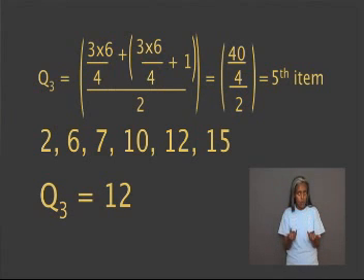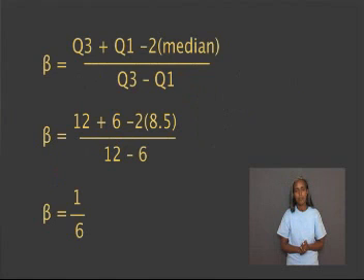Now we have the median and the first and third quartile, so we can use the equation to find Bowley's coefficient of skewness. Let us substitute the known values and solve the equation. We find the coefficient to be 1 over 6, which is greater than 0, so the distribution must be positively skewed.